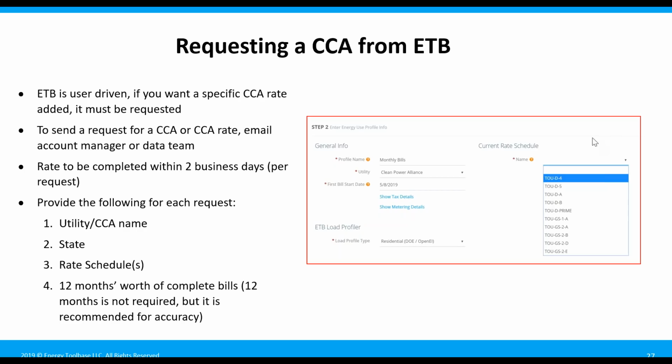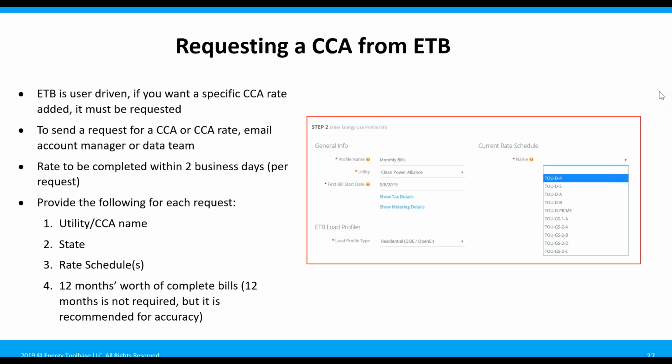Rate requests and bills can be confusing, so in order to process this request in a timely manner, we ask the following be provided. It's really important that we have the utility or CCA name you're looking for, and the state in which it's located. Some utility names can be the same but vary in state. So it's very important that we know exactly what we're looking for and exactly the rate schedules you're needing. And 12 months worth of complete bills, where the distribution and generation charges are listed, are what's able to confirm the rate schedule that you're looking for.